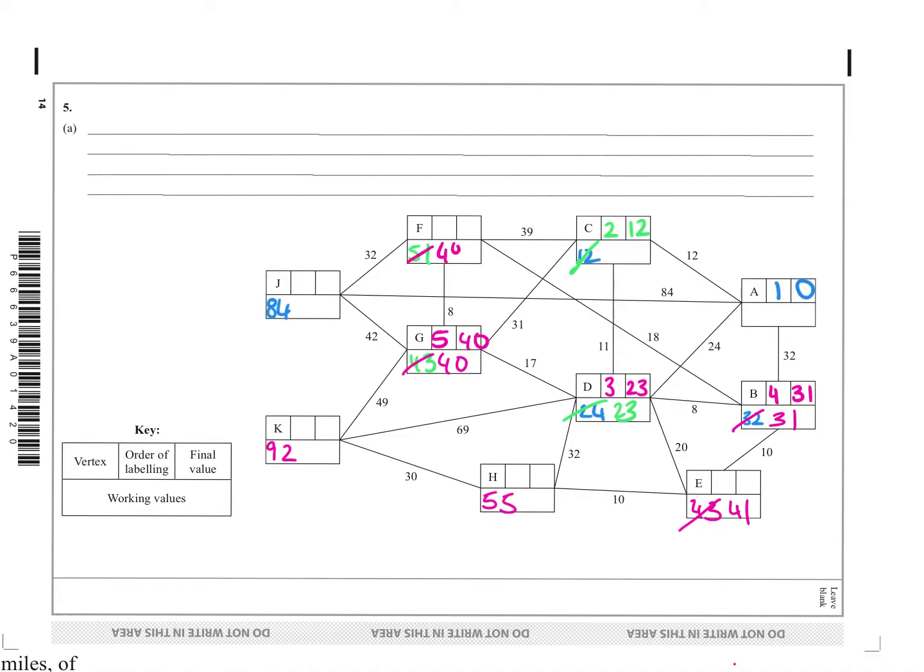This is going to be 48. 40 plus 42 is 82. 40 plus 49 is 89. And those are all the places I can go from G. The next smallest number is 41. So this is where 6 comes, because 6 comes after 5. It's 41. And from E, the only place we can go is H, which is 51.